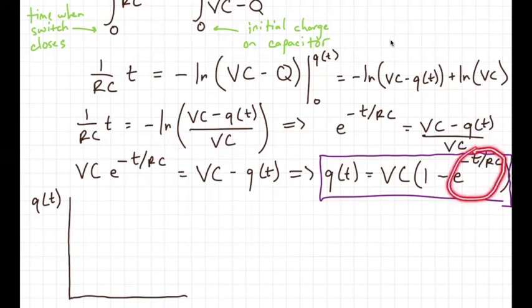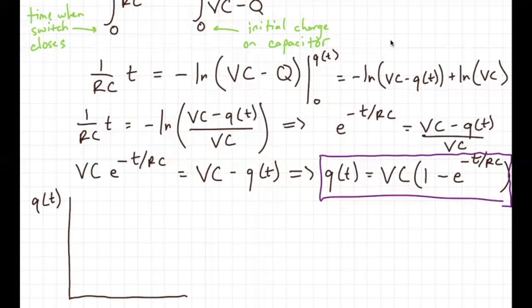As time gets bigger, this term gets smaller and smaller. So we're taking 1 minus e to the minus t over RC. So we're taking 1 minus 1 when time is 0. So when time's 0, q is 0. That makes sense. But then as time goes on, we're taking 1 minus something getting close to 0. So when time gets big, Q(t) is just equal to VC.